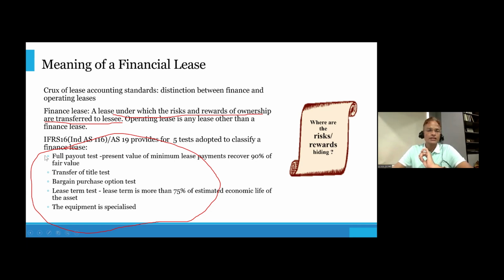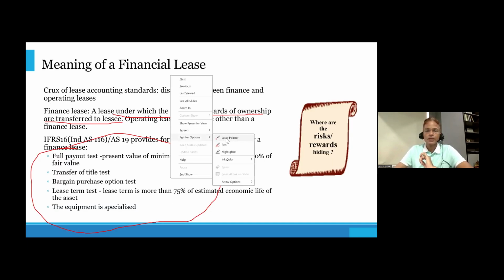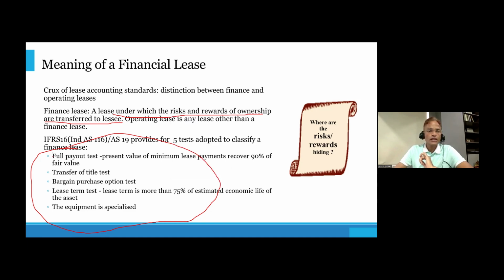I'll read them first and then say why the first one is most important. Number one, the full payout test. In the last episode we also discussed what the full payout test is, meaning if the lease fully pays out the principal through the lease rentals and the guaranteed residual value, the lessor is able to recover the whole or almost the whole of his principal. That is, it's a full payout, recovering the full investment by way of guaranteed lease rentals. Then the lease should be a financial transaction.